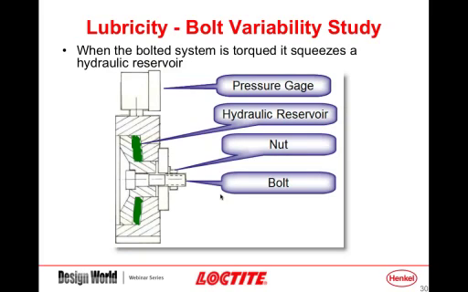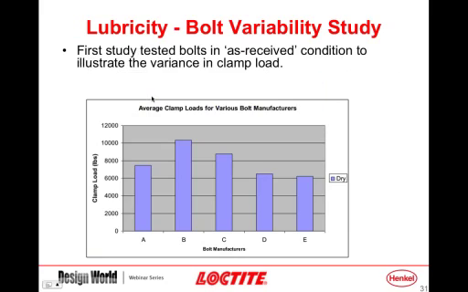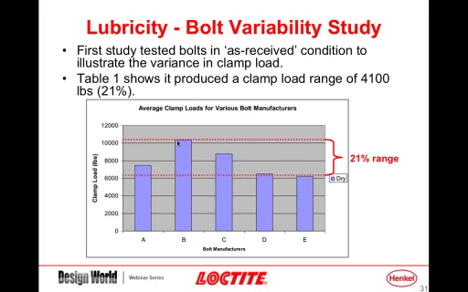This is just a schematic, very simple. Pressure gauge. The force is being generated in this hydraulic fluid as you tighten the fastener, and then you can get a direct read on the pressure gauge. So 5 fasteners, or 5 different manufacturers. We applied the recommended torque load to them, and you can see the clamp load that was measured on the fasteners ranged from about 6,000 to a bit over 10,000. So about a 20% range.